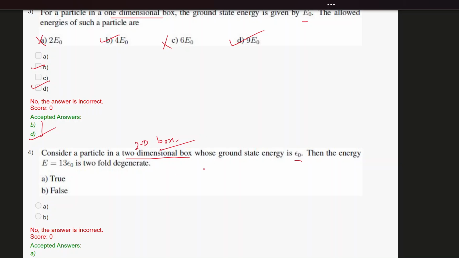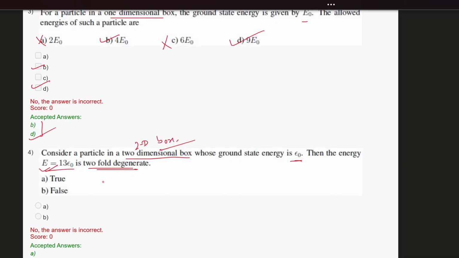So in a 2D box, the ground state energy is now given as epsilon naught. Then the energy E equal to 13 times epsilon naught is twofold degenerate. That is true or false, you have to check. First of all, you have to write down the energy eigenvalue expression for this 2D box problem. From there you calculate the ground state energy, which is equal to epsilon naught, and from there you will see the exact value of capital E, whether it is twofold degenerate or not.